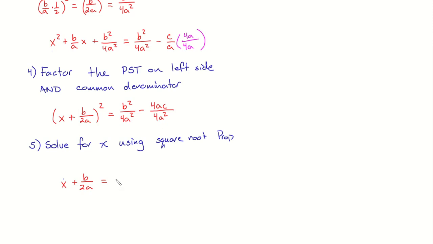Cool. Sweet. So plus or minus the square root, and we're going to write this as a single fraction now since we have a common denominator. What's up top? B squared minus 4ac. So that's my numerator. And all of that still stays in the radical, divided by, what's the denominator? 4a squared.